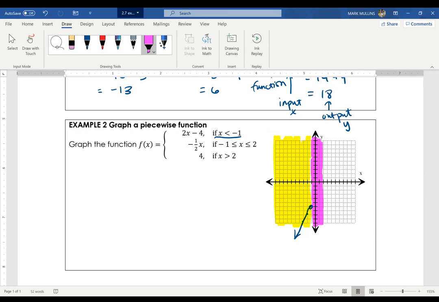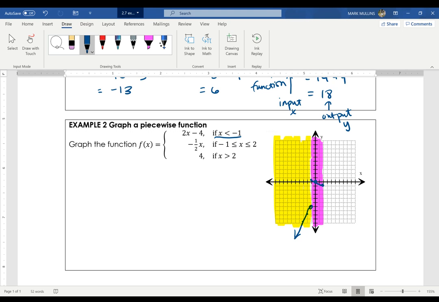Okay. So now for this part of my function, it says negative 1/2 x. So only in this pink area am I going to graph that. So let's see, I'm at 0, and my slope is -1/2. And I can't really go up 1/2, but I can go up 1/2 and 1 left. So I can kind of stop it in the middle. And so I'm going to connect those.